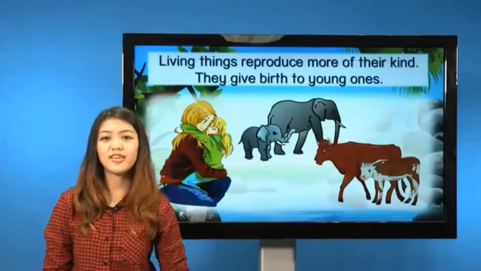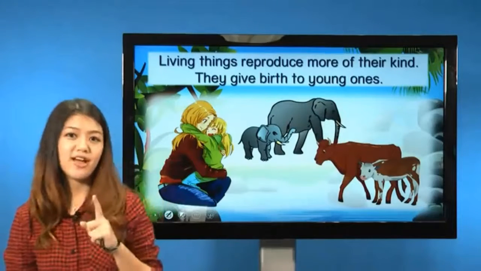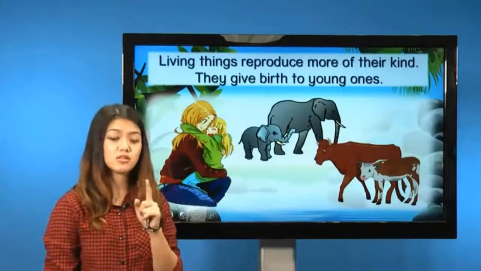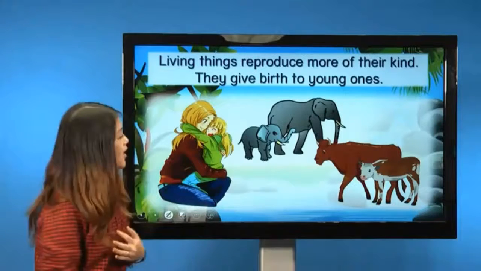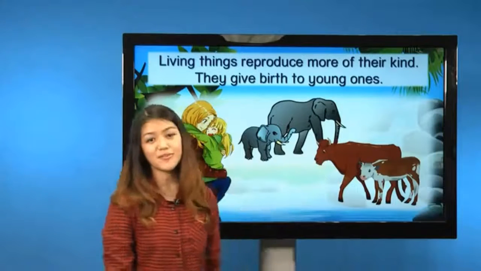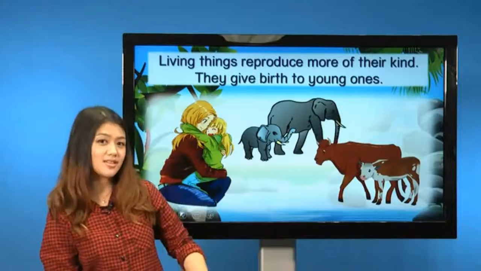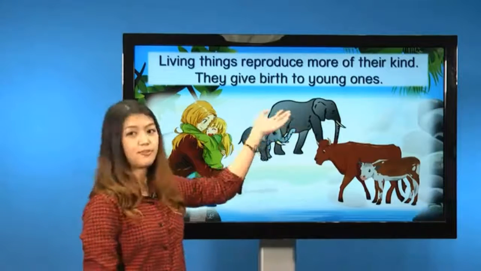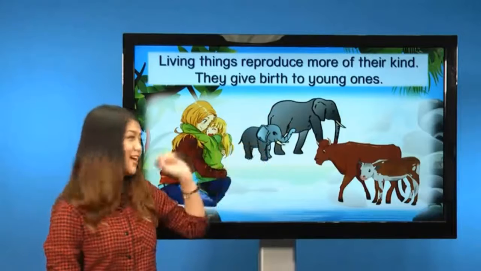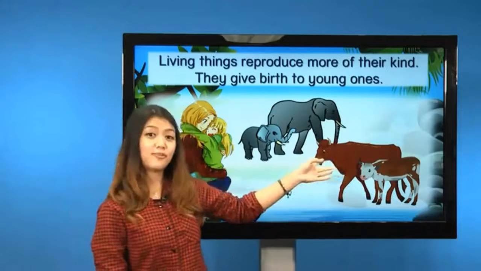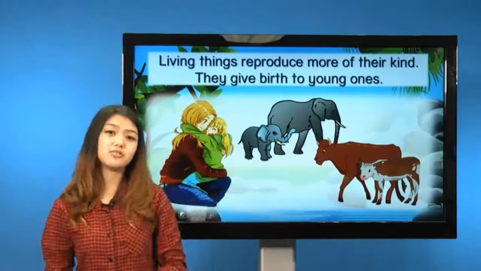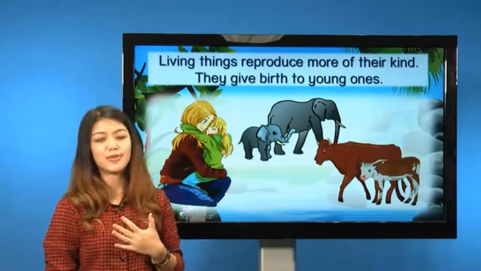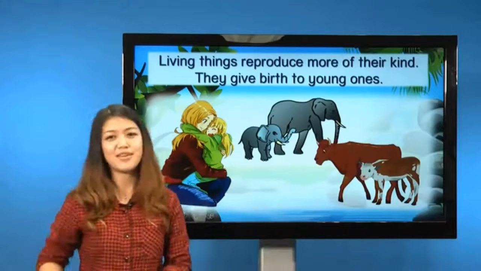So, living things reproduce more of their kind. They give birth to young ones. So, we humans and also animals give birth to babies. Or, for example, this elephant gives birth to a baby elephant. And then this cow gives birth to baby cows. And we humans give birth to small and cute babies.